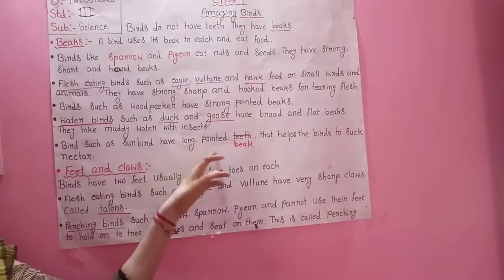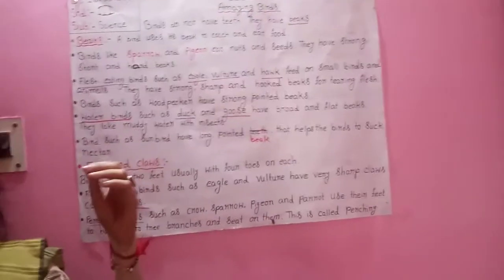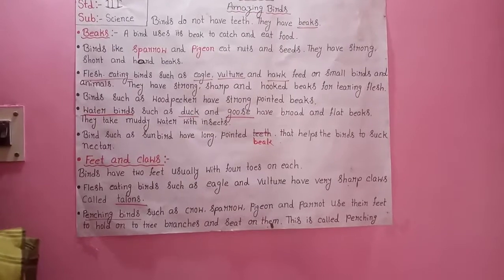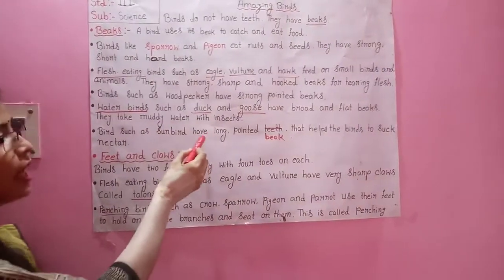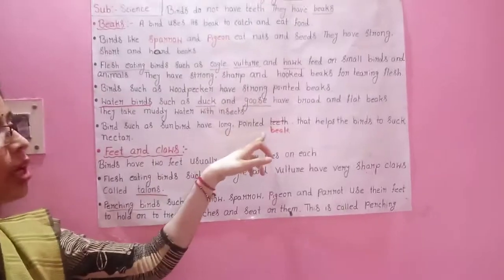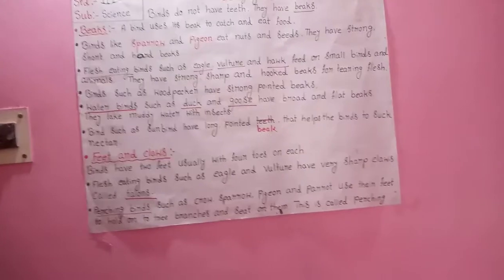Next one is birds such as the sunbird. They have a long pointed beak, just like a mosquito and a butterfly. Already we have learned that they have an antenna-like organ. In the same way, they have an antenna-like beak. Why do they have this type of beak? Because that helps the birds to suck the nectar from flowers.